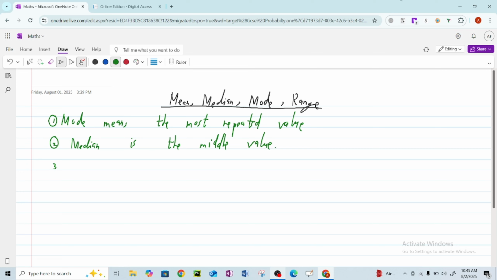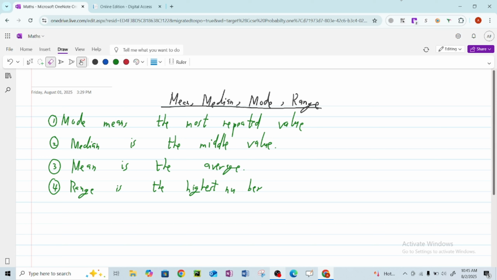Is the middle value. Third, you have the, let's say, mean. Mean is basically the average. And range is the highest number. Oh, highest number. Let me fix this. Minus the lowest number.